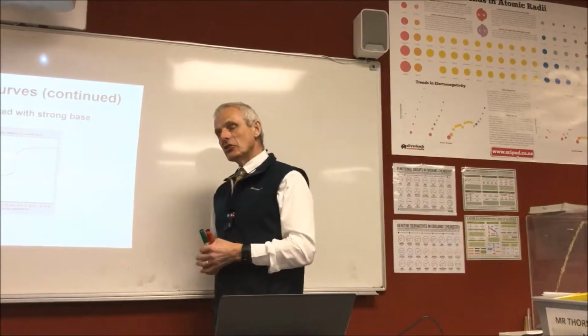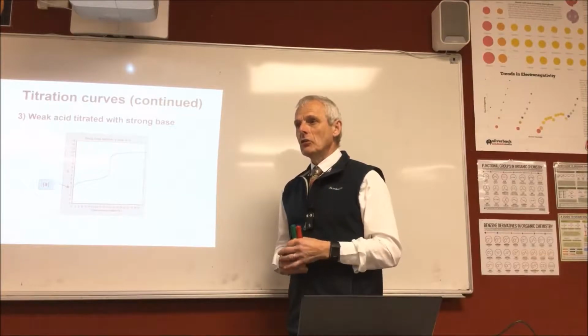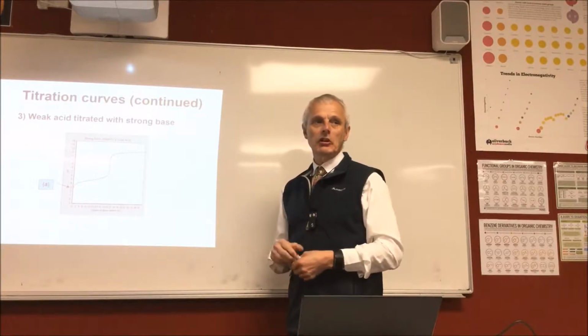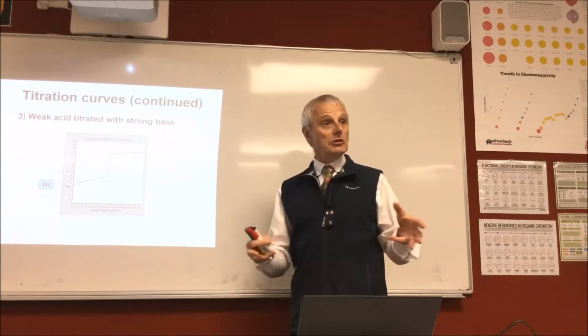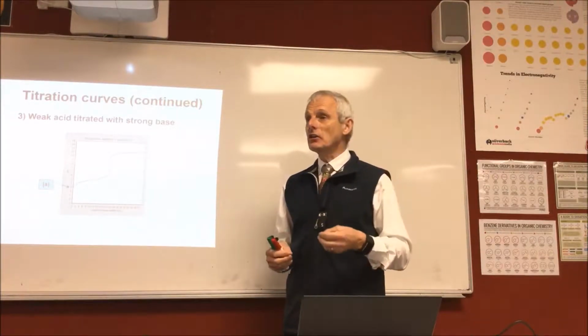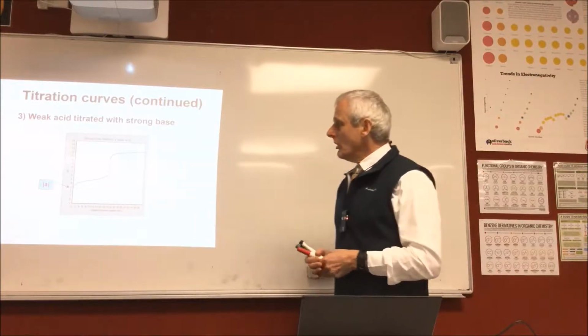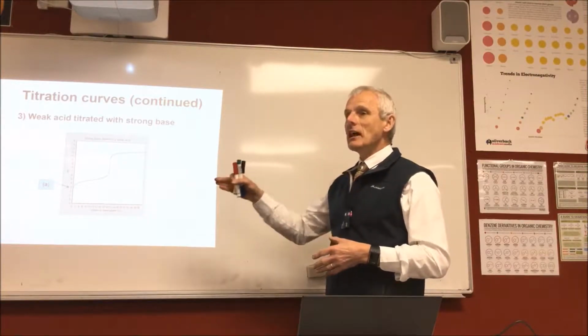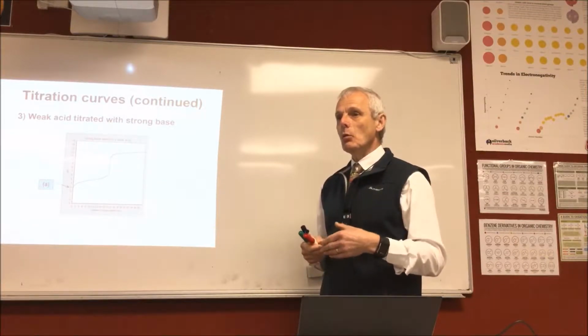When you're looking at a titration curve, the most important thing to do is, at each step along the titration curve, consider what species you've got in solution. Remember we did the section where we were identifying species in solution? Well, this is where it comes in. So what I'll do is break down each section of this into the species and we'll think about what's actually happening.